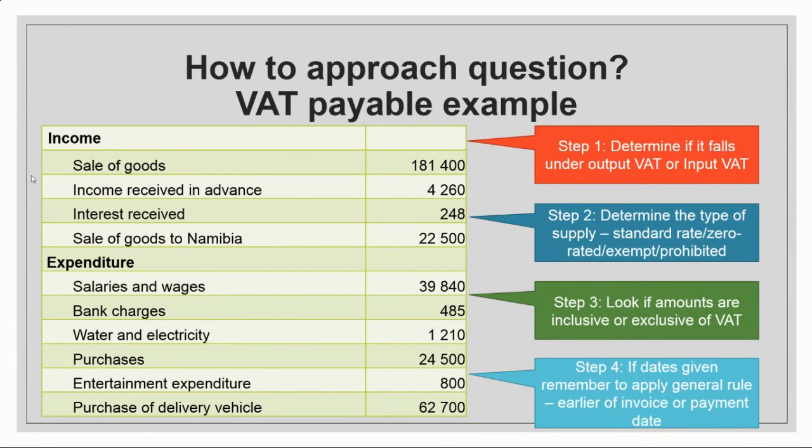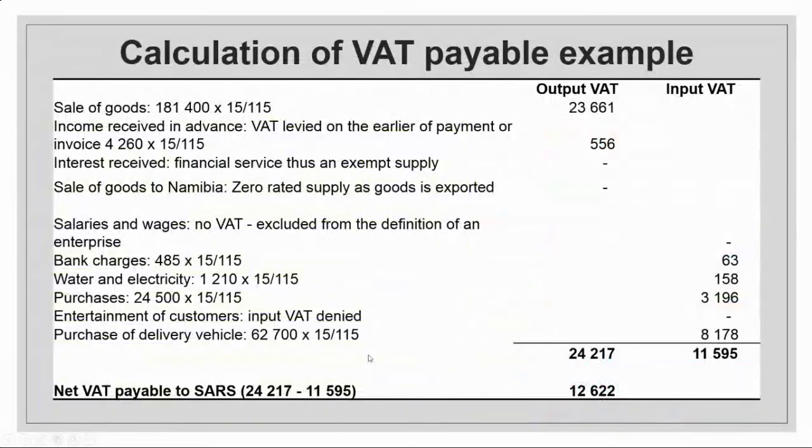Okay, so interest received, Alzan, that's correct. Interest received is an exempt supply. Salaries and wages is also an exempt supply, that's correct. Okay, so let's look at what your answer would look like.